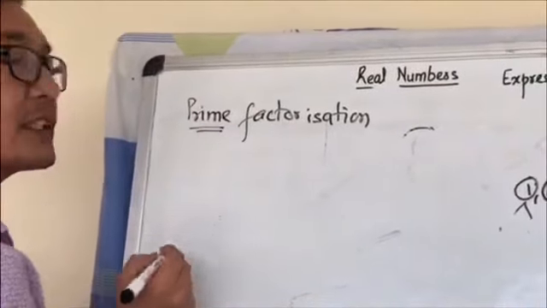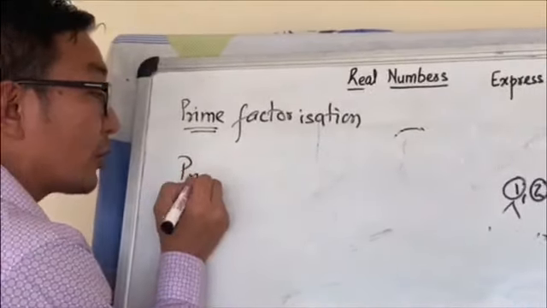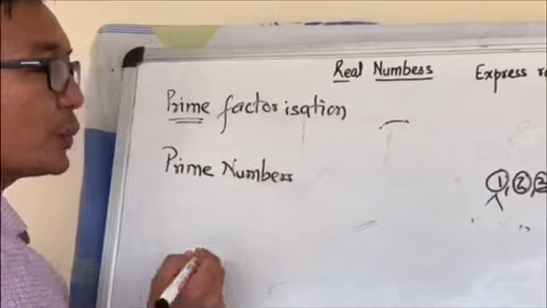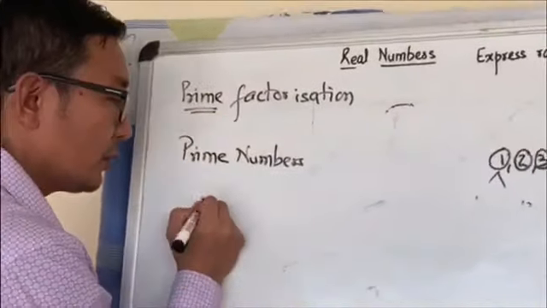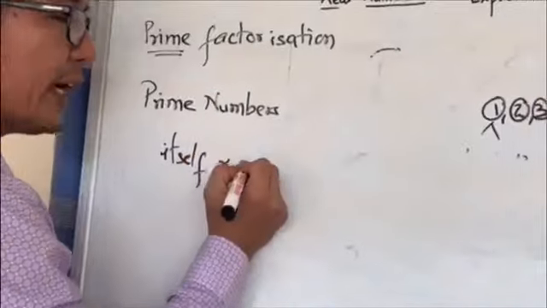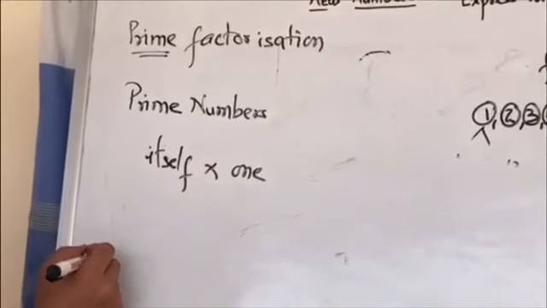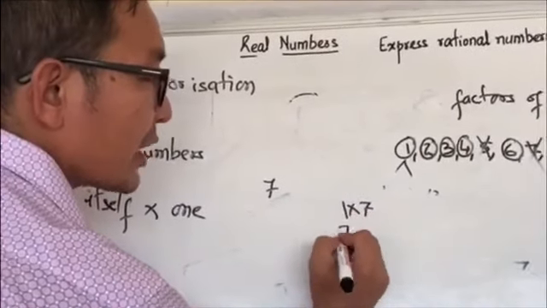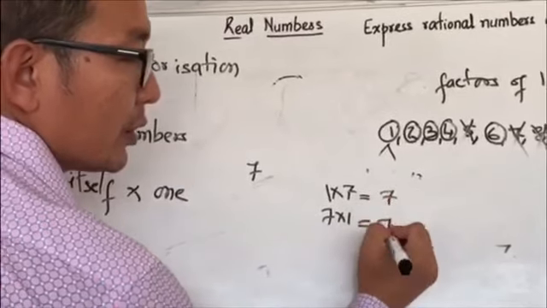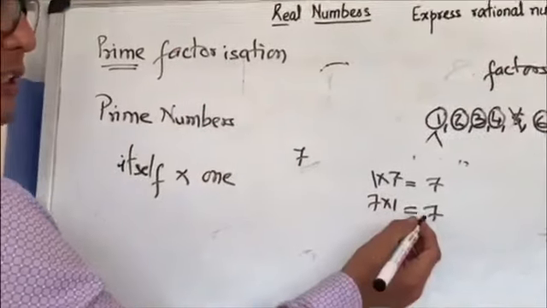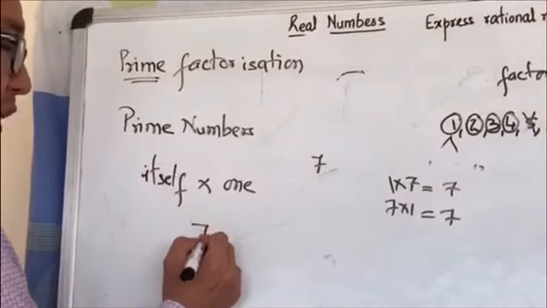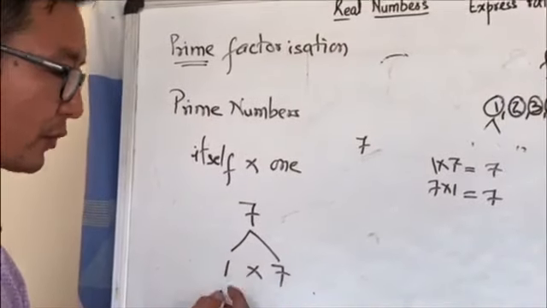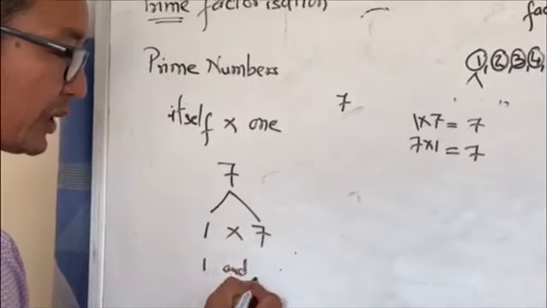Prime numbers are those numbers which have only two factors: the number itself and 1. For example, 7. 7 ones are 7, 7 ones are 7. 7 is a special number because it has only two factors: 1 and the number itself.